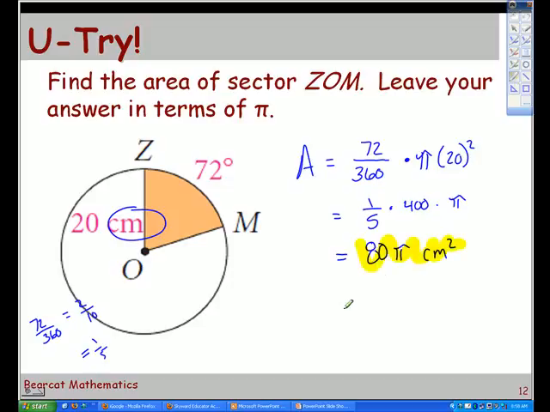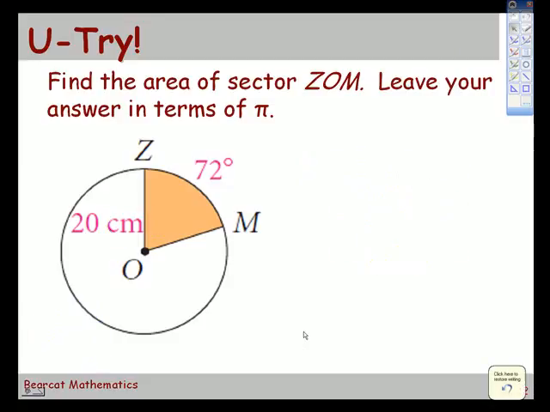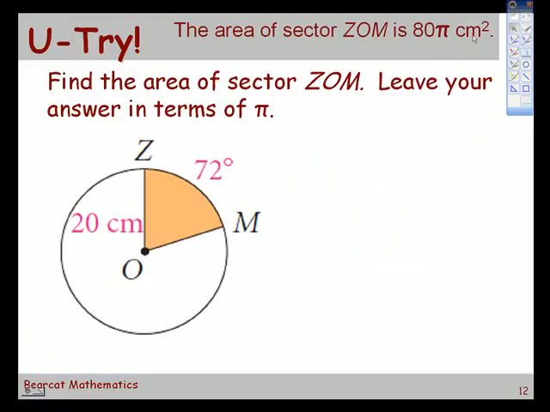Is this an exact answer or an approximate answer? Did we round anywhere? It's an exact answer, exactly. I like the way you said that. It's an exact pi answer. That's exactly what it is. They got the same answer. The area of sector ZOM is 80 pi centimeters squared, or square centimeters.